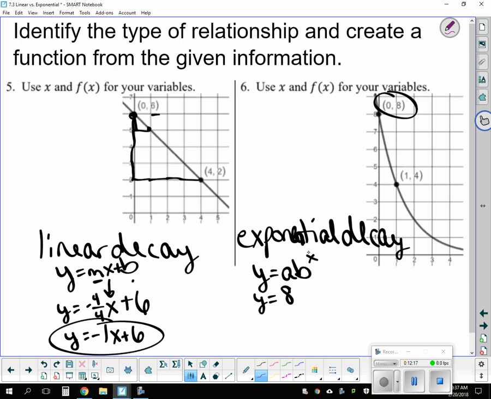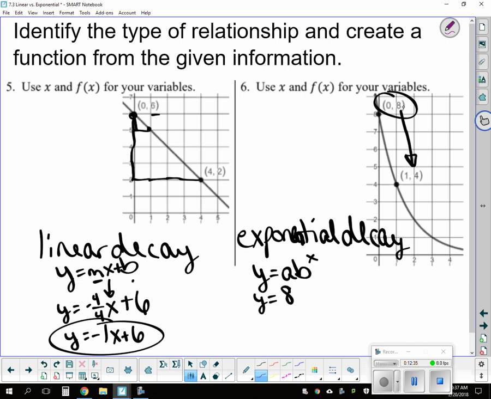Then you need to figure out your growth or decay factor for your b. So we're not talking percents, we're simply talking about what you multiplied by to get this. Well, what did I multiply 8 by to get 4? You might think you subtracted 4, but remember that's not exponential, that would be linear. And this is clearly not a linear graph.